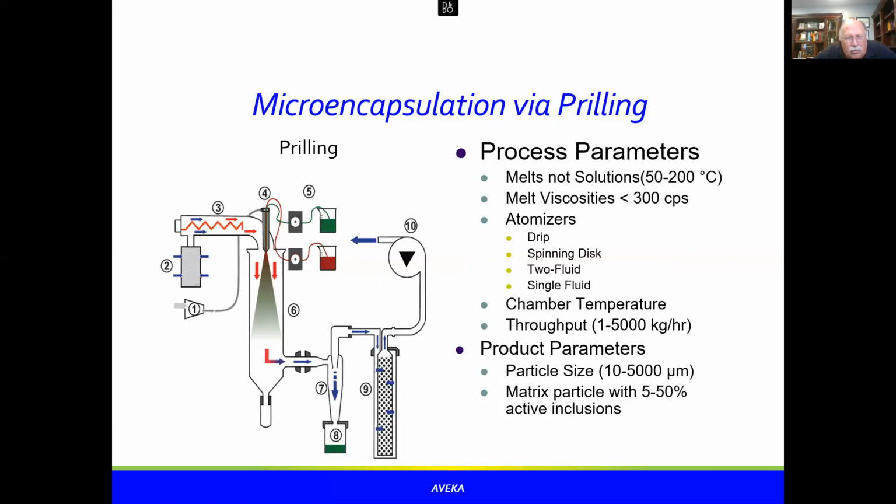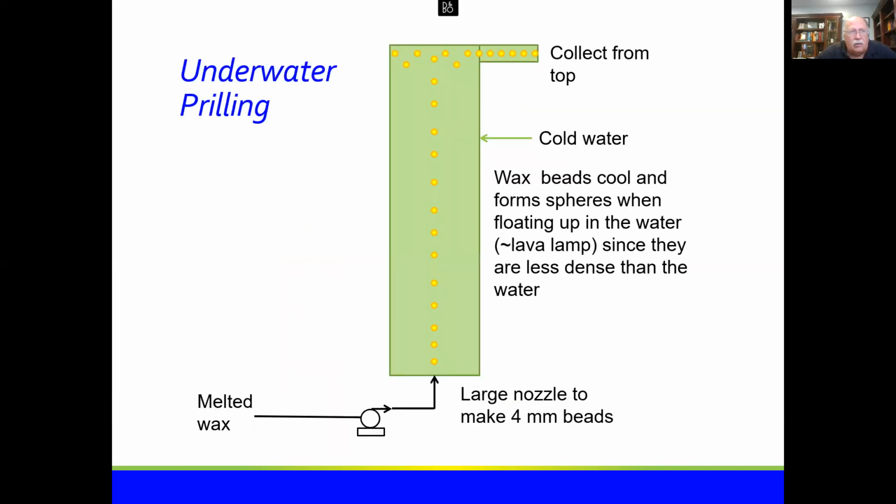Now, the challenge, once again, is that in order to make a 4 millimeter bead in a standard prilling tower, it's going to be big. And for this process, I don't need a big process. I don't need very many beads, and I don't have a tower. So as I said, we're going to do this underwater. So here's a schematic of what we're doing.